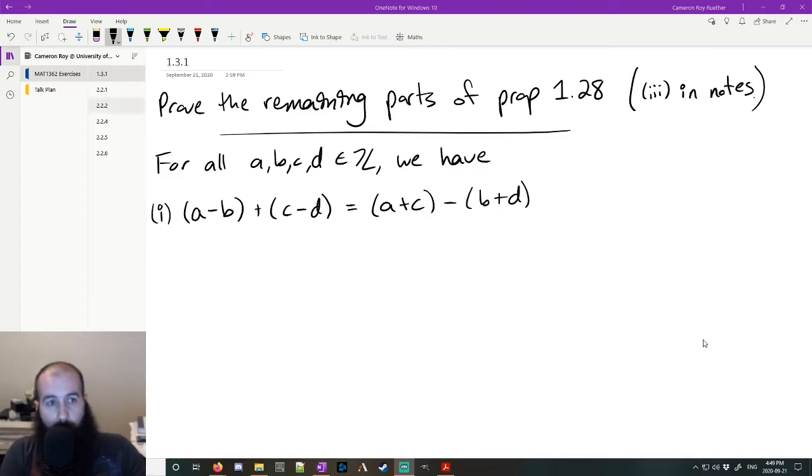All right, so 1.31 is to prove the remaining parts of proposition 1.28. These are the exercises about subtraction. The first is to prove this statement. So, proof: let's start with this. Let's consider.